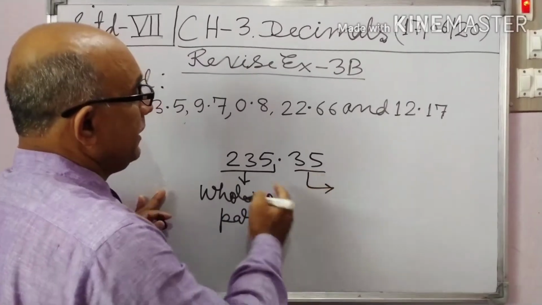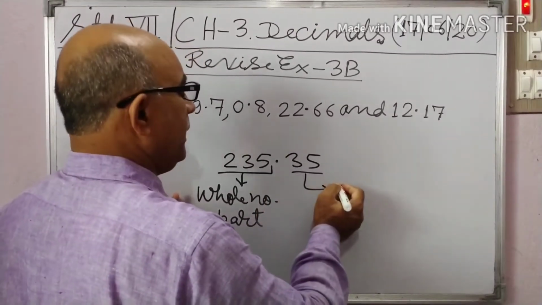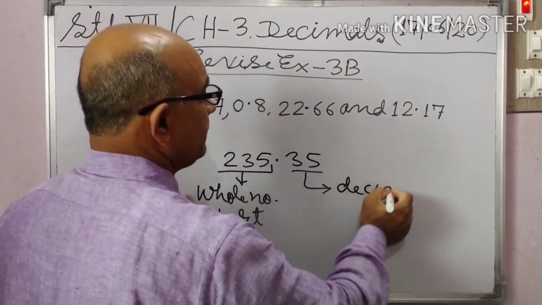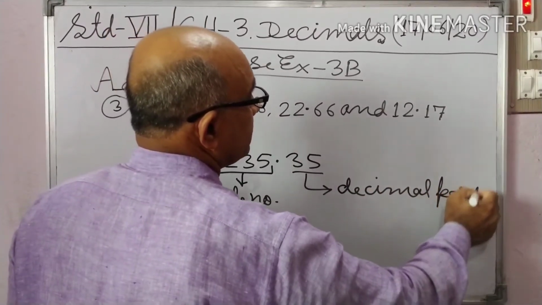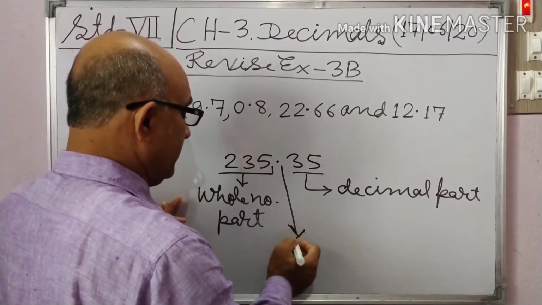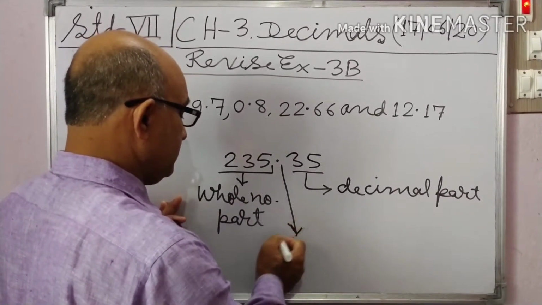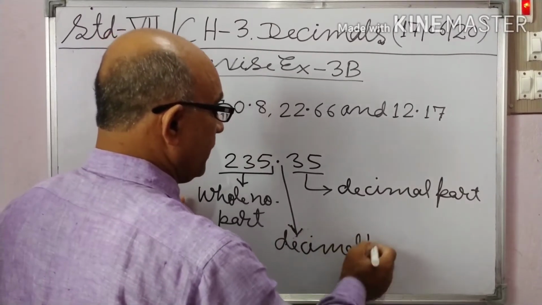And the digits after the decimal point are called the decimal part. And this point is called the decimal point.